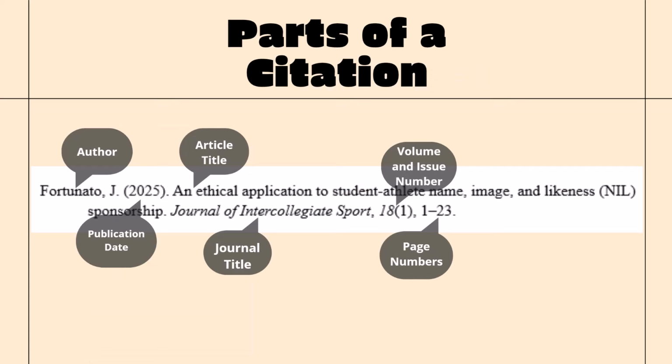First, we will discuss the parts of the citation. In this example, we will use a journal article. To cite this source, you will need the author, the publication date, the title of the article, the name of the journal the article appears in, the volume and issue number for the journal, the page numbers the article appears on, and, if available, a DOI or URL.